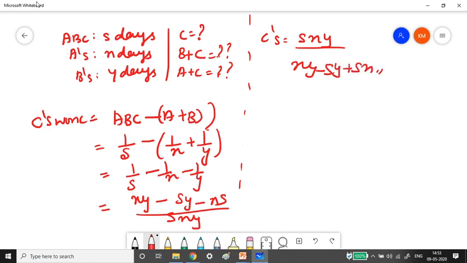Now what I want you to do is go back to the slide. I have already shown you the values. Just substitute the values and recheck it.